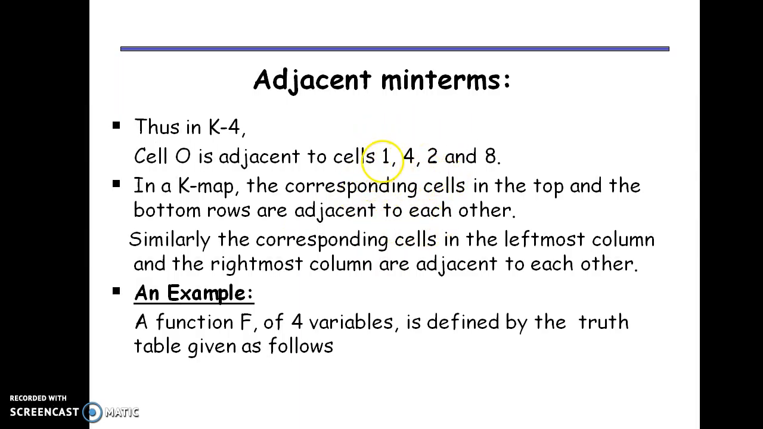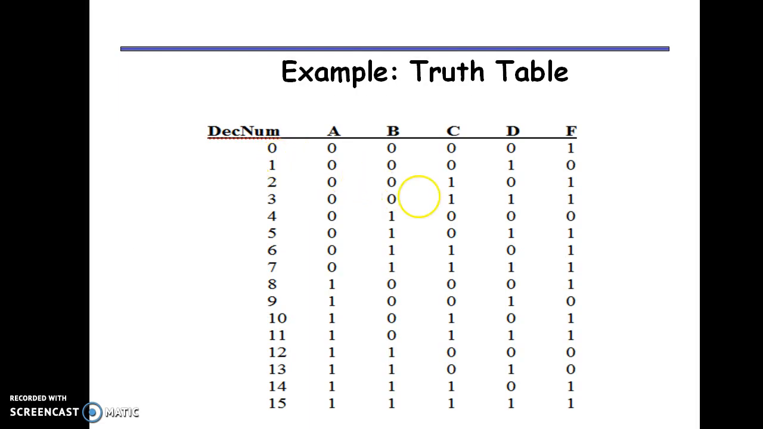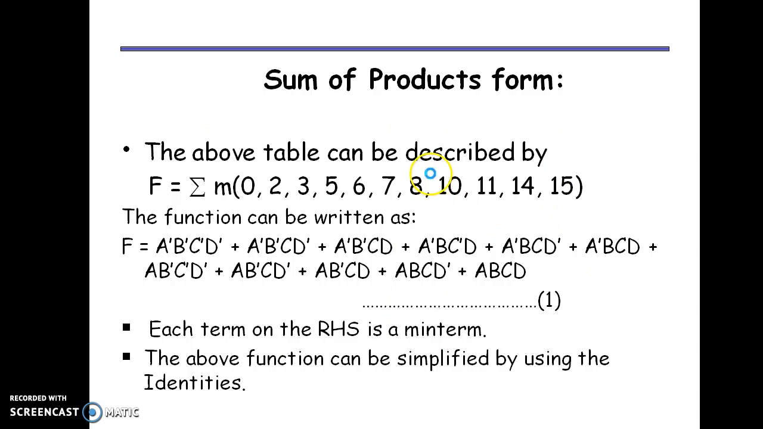Now there is an example, a 4 variable example like this one. The outputs are given, 1 0 like this one. Now we can write this truth table in the form of an expression. So f is the sum of minterms. This is the sum of minterms.